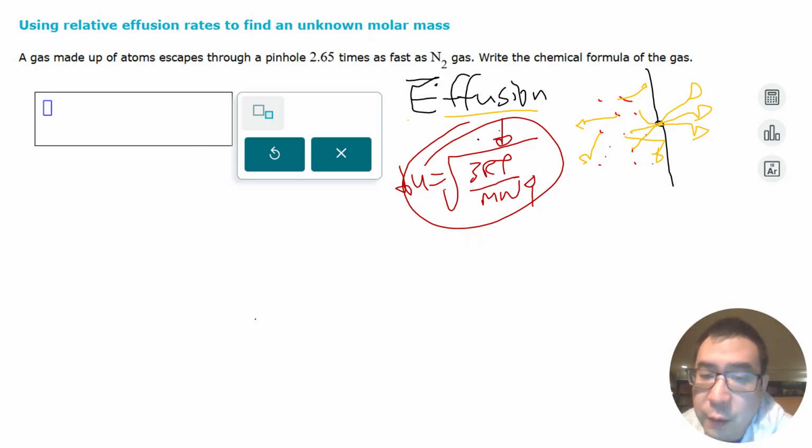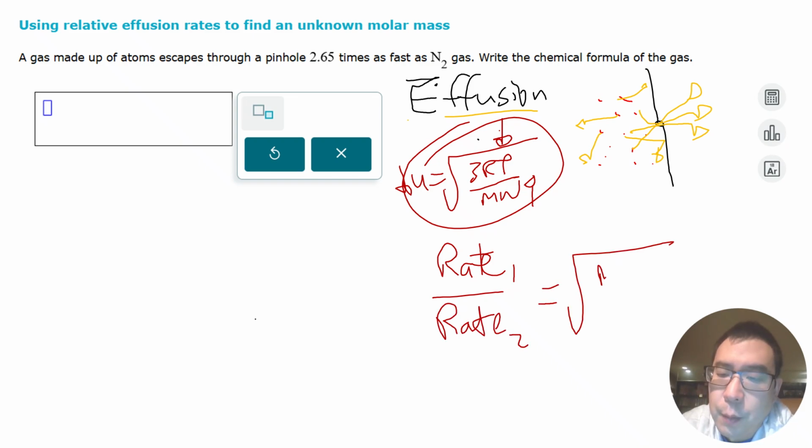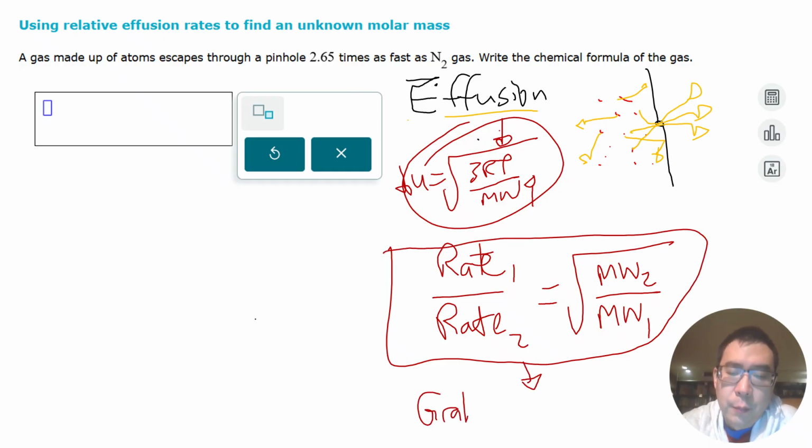If you're mathematically inclined, you might be able to see it. You can look it up. So the rate of effusion of gas 1 over the rate of effusion of gas 2 equals the square root of the molecular weight of 2 over the square root of the molecular weight of 1. This is a formula that we need to know, and it's called Graham's law of effusion.